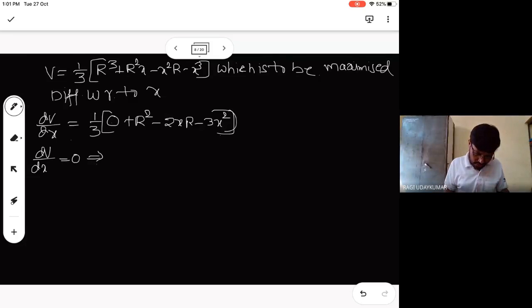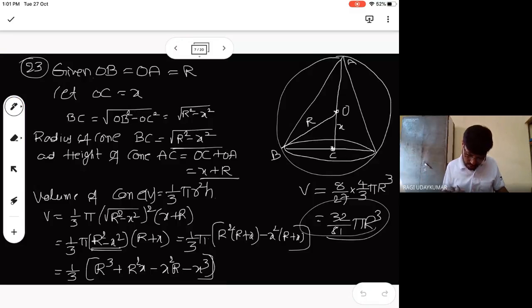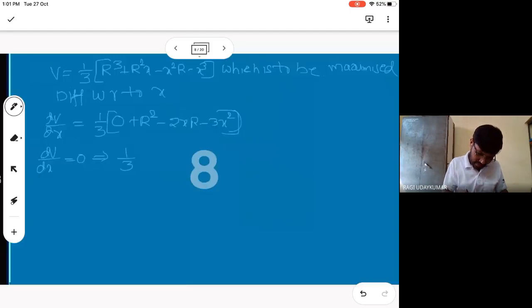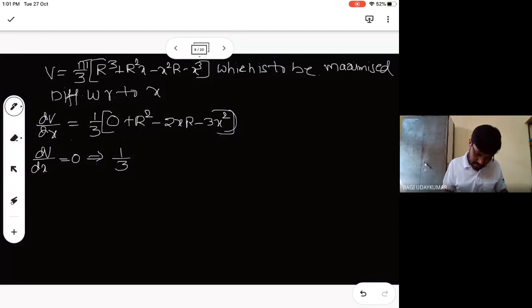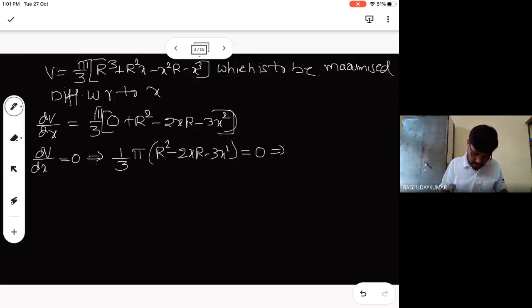Sorry, pi was missed, we were not writing pi. So here V pi, here V pi. So 1 by 3 pi into R square minus 2XR minus 3X square is equal to 0. So this implies what do you get here? R square minus 2XR minus 3X square is equal to 0.